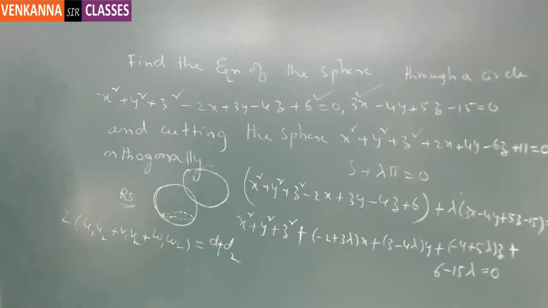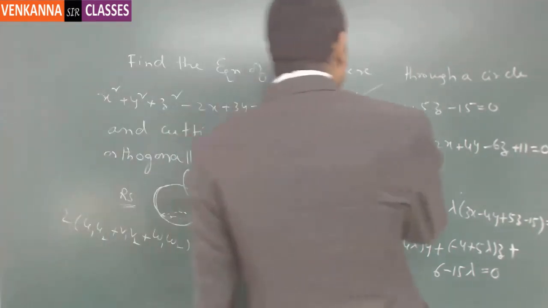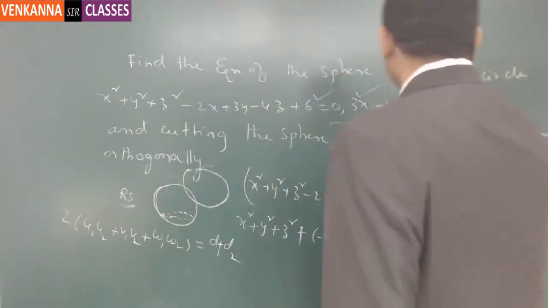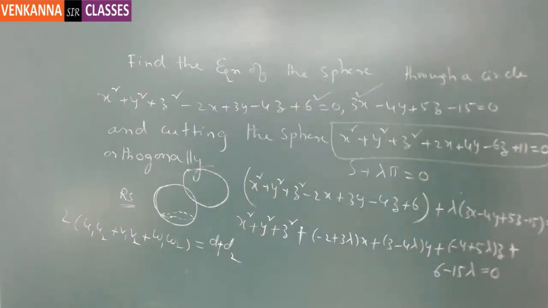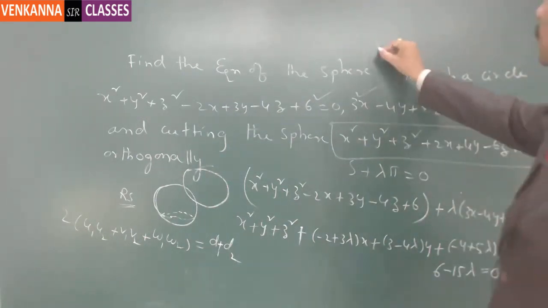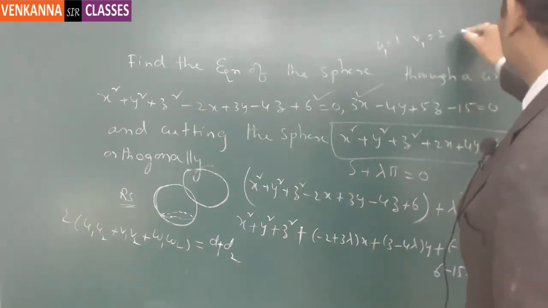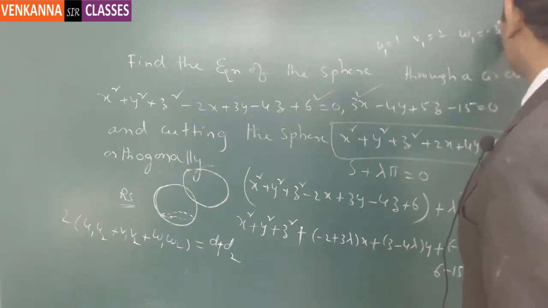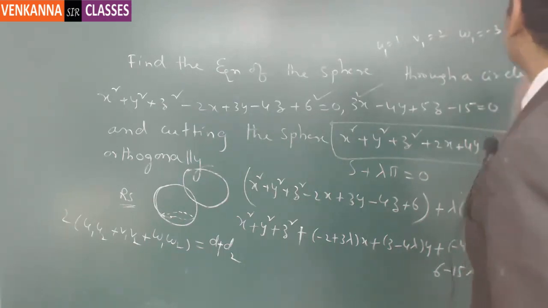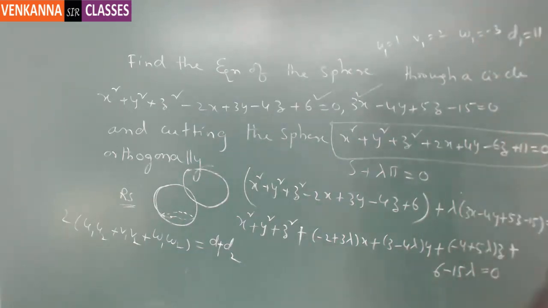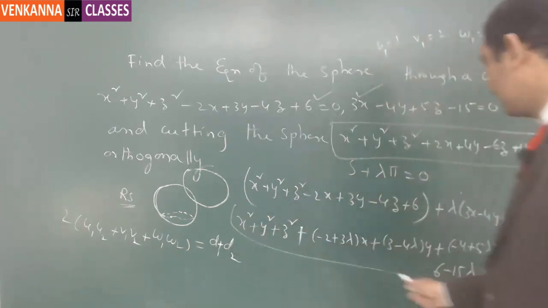So this is one sphere in the problem given there. If you take the coefficients u, v, w and d, u1 is equal to 1, v1 is equal to 2, w1 is equal to minus 3, d1 is equal to 11. This is the other sphere, which is the required one.